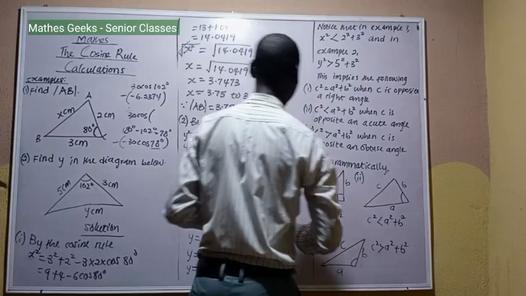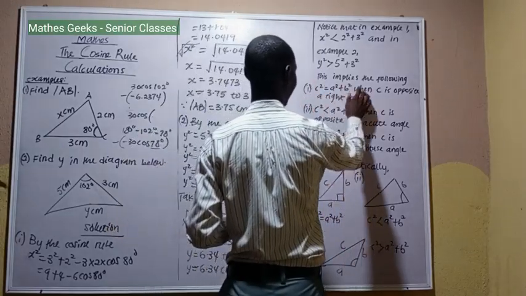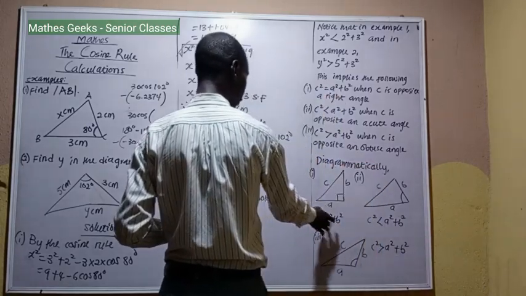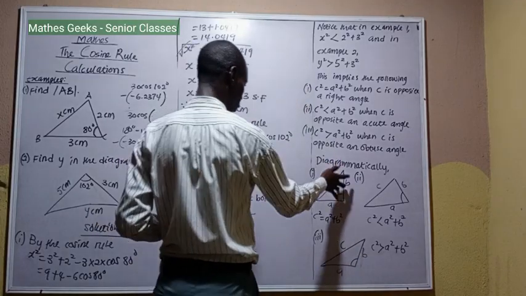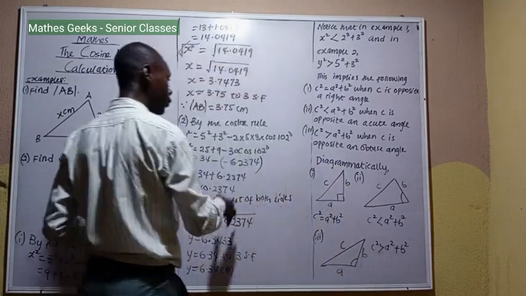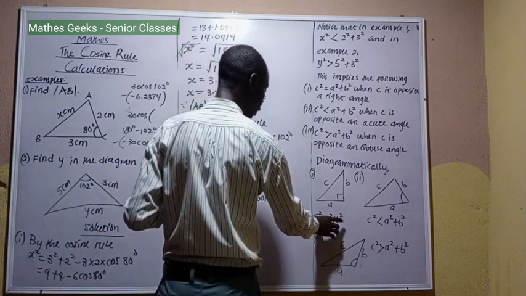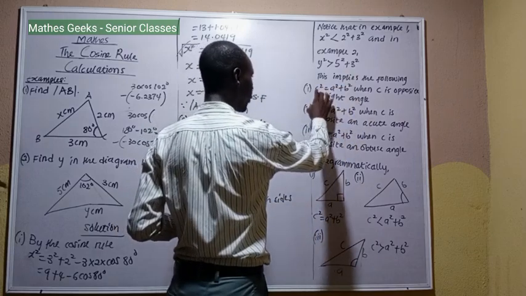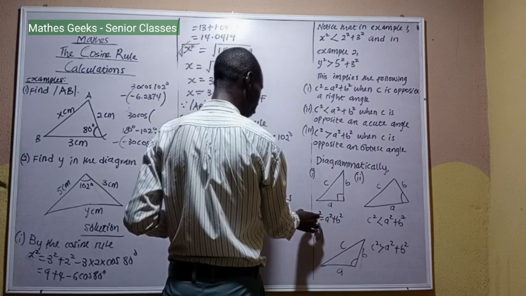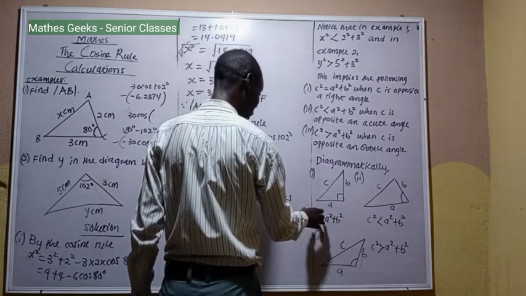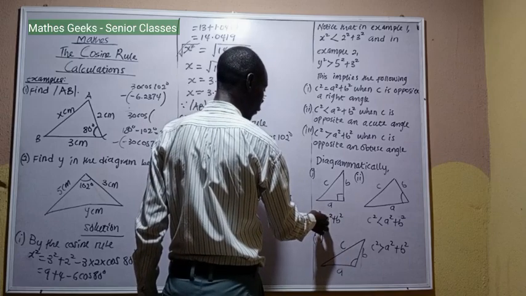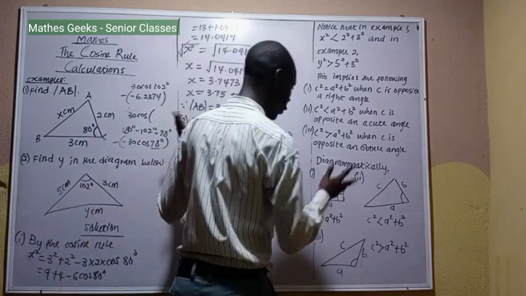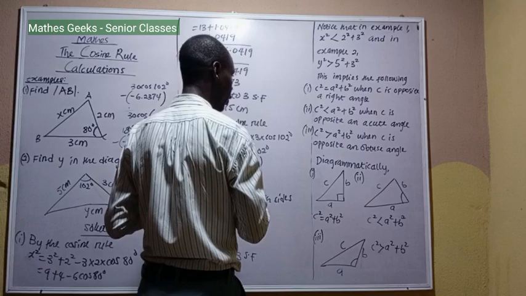This implies the following. One, c squared is equal to a squared plus b squared when c is opposite a right angle, which in this case diagrammatically, c squared is equal to a squared plus b squared. This tells us that anytime a triangle is a right angle triangle, we don't use the cosine rule to look for any of the sides. Rather, we simply use Pythagoras theorem. The square of the hypotenuse is equal to the sum of the squares of the other two sides when it's a right angle. But if it's not a right angle, there are two other possibilities that we can have.